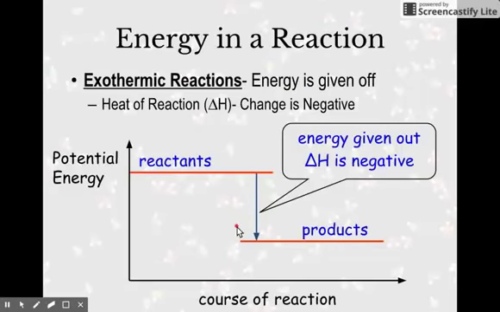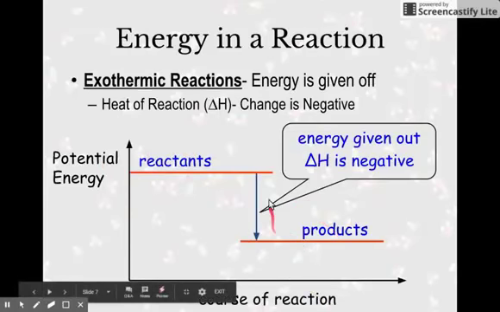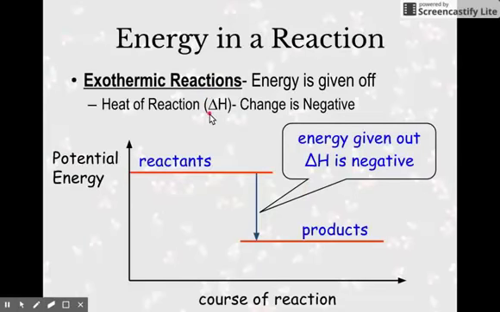Okay, so we have two types of reactions. So here in an exothermic reaction, energy is given out. So that means our reactants are higher in energy than our products. And the difference between them, which would be a negative value, would mean it's an exothermic reaction. So heat is given off in the reaction.